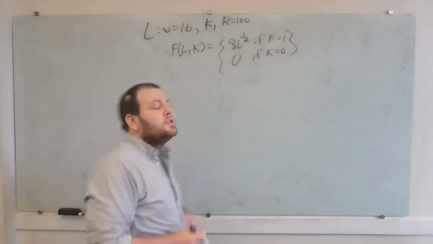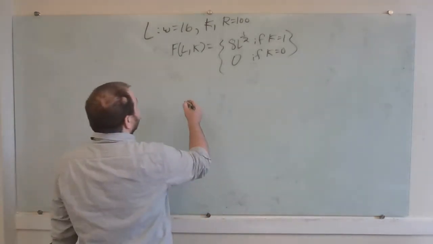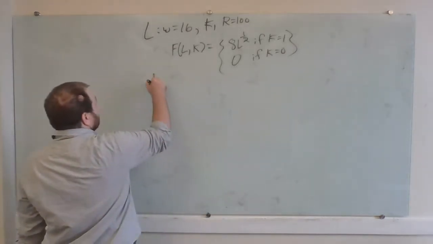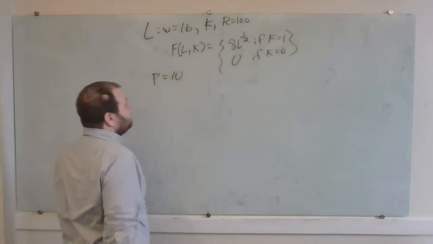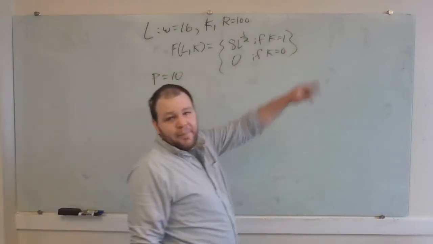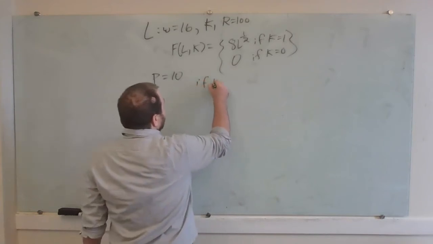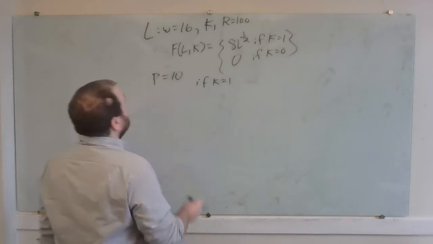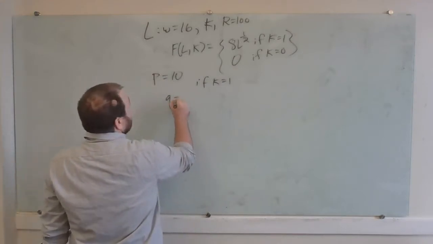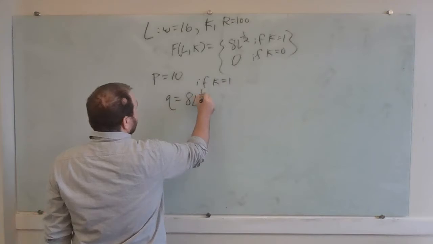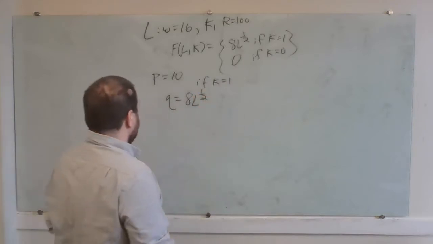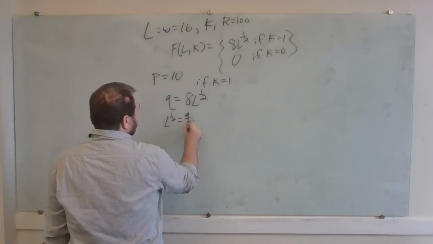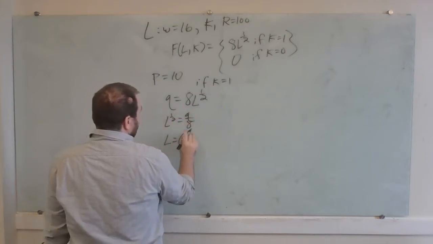Cool. So let's talk about it in the long run. Let's say that we've got a price equal to 10. If you're a firm that has a permit, so if K equals 1, let's think about your costs. Well, we know that Q is just going to have to equal 8L to the 1/2. So we know that L to the 1/2 equals Q over 8, or L is going to equal (Q over 8) squared.